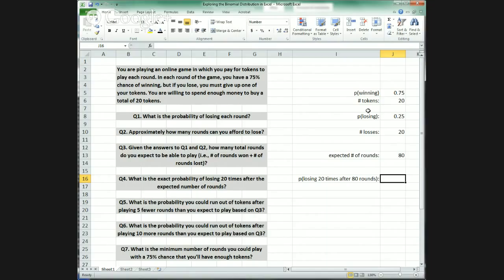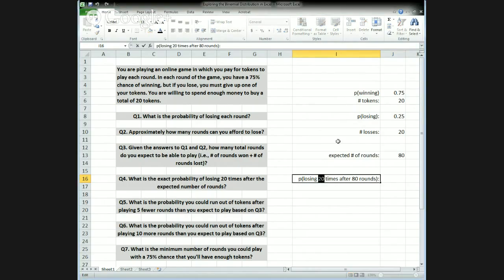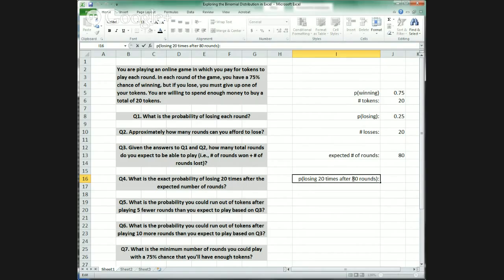Okay, so going back to this, the probability of losing 20 times after 80 rounds. So 20 times is our x when we're thinking about the binomial distribution function in Excel, and 80 rounds is our trials. And it's really helpful when you're doing these things if you type all of this information out for yourself. You want the probability of what? Losing 20 times after completing 80 rounds.